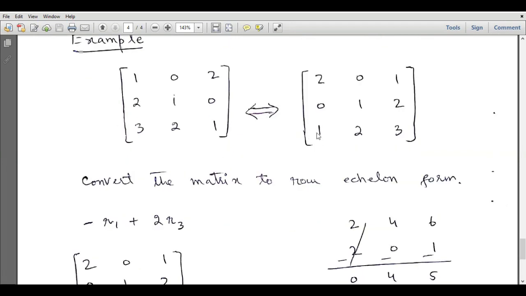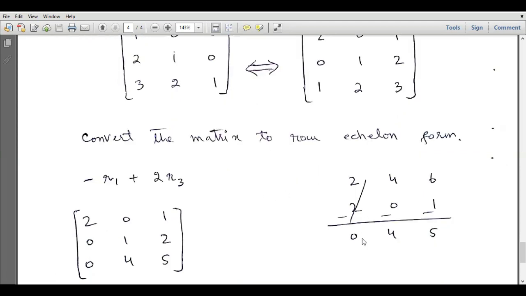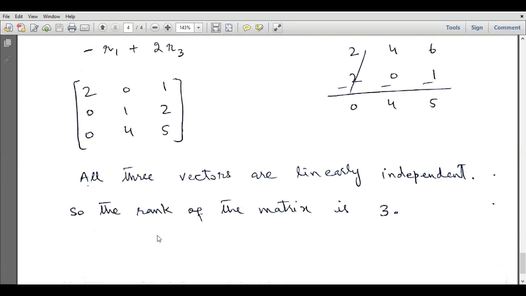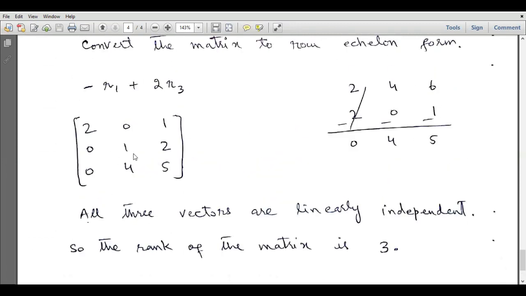Now let's make this entry equal to 0. Multiply the third row with 2 and subtract the first row from the third row. So we will have 0, 4, 5 as the entries in the third row. So 2, 0, 1, 0, 1, 2 and 0, 4, 5. Now we can check that there is no direct relationship between the second row and the third row. If I multiply the second row with 4, these entries will be equal, but this entry will be equal to 8 and this entry is equal to 5.